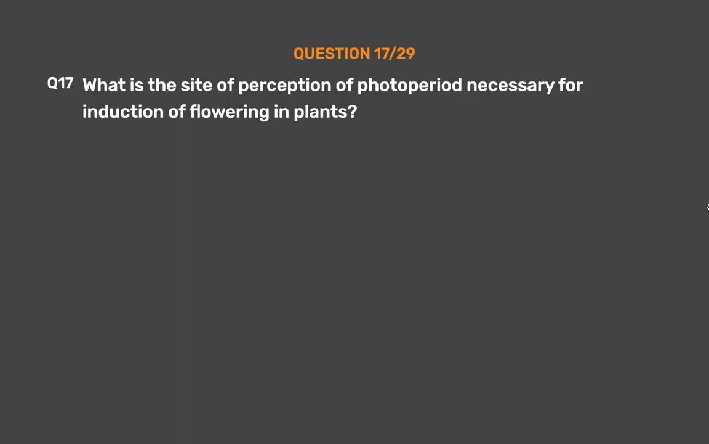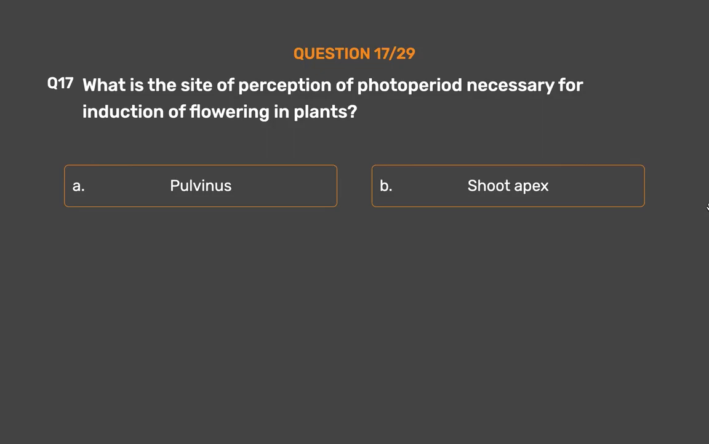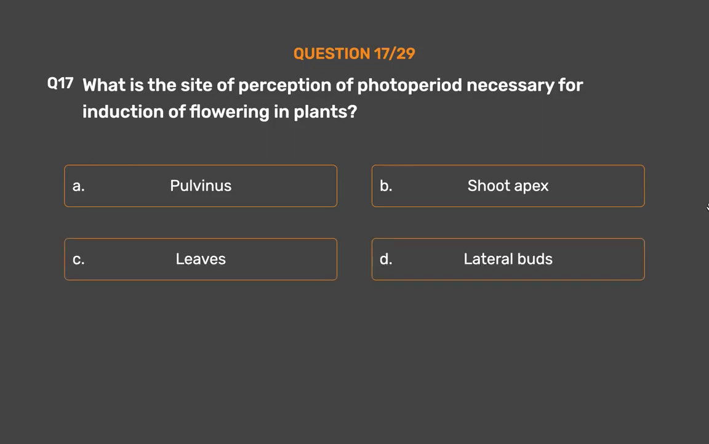Question number 17. What is the site of perception of photoperiod necessary for induction of flowering in plants? Option A. Pulvinus. Option B. Shoot apex. Option C. Leaves. Option D. Lateral buds. The correct answer is option C.